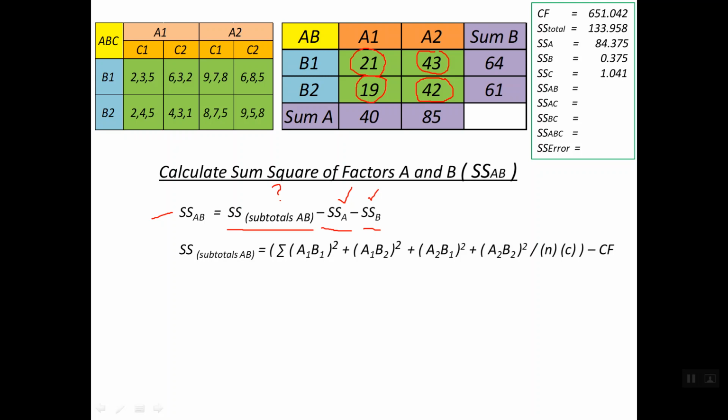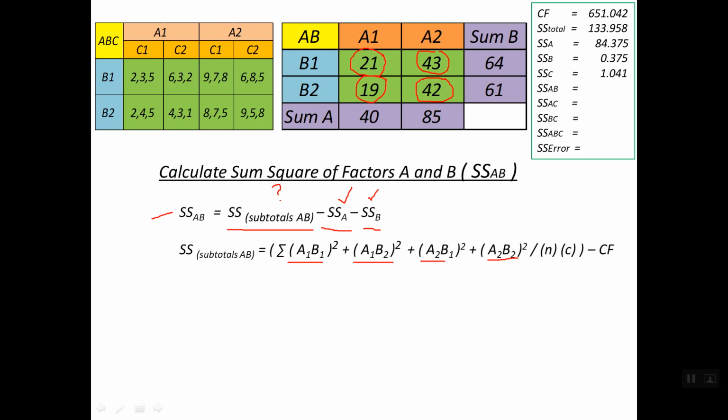So regarding the calculation for the SS for the subtotal, we are interested in the records inside the cells or inside the groups separately. So this is A1B1, this is A1B2, A2B1, and A2B2. We square all of these values and then we divide it by the number of observations for one of these cells.